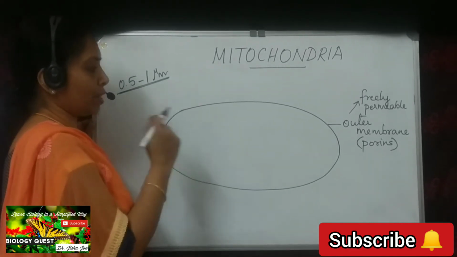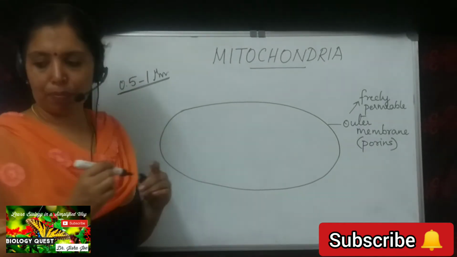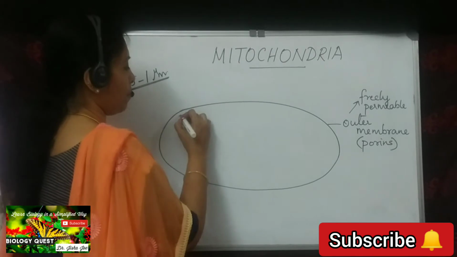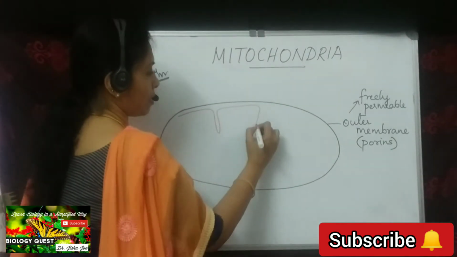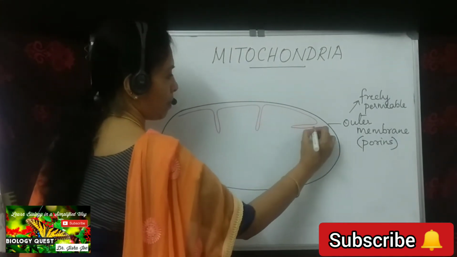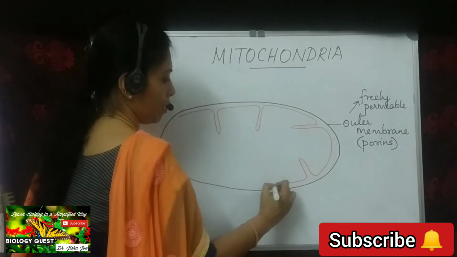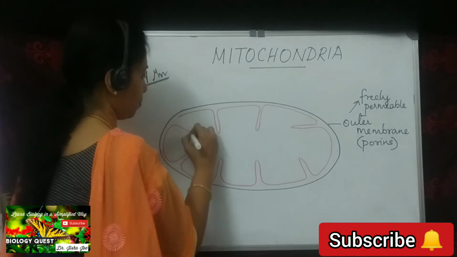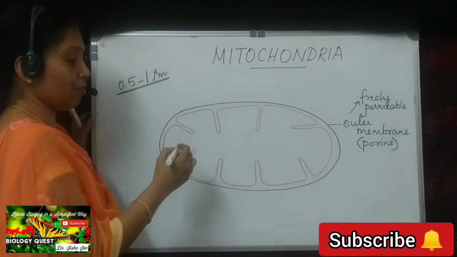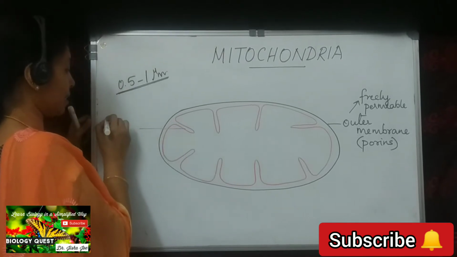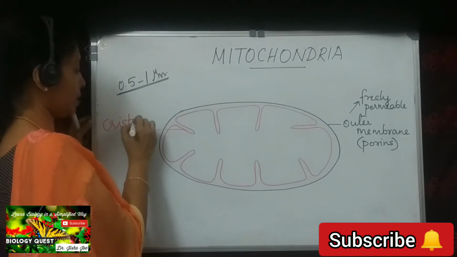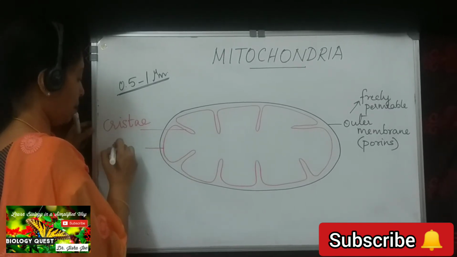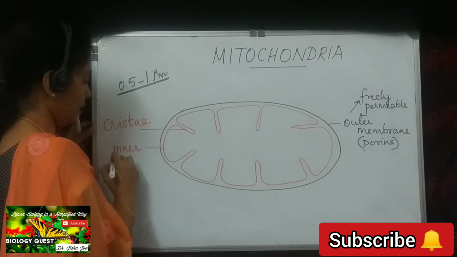Now when we move to the inner membrane, which I am going to draw in another color, the inner membrane has several infoldings. Can you see the infoldings there on the inner membrane? These infoldings are present on the inner membrane. These infoldings are called the cristae. And that is the inner membrane.